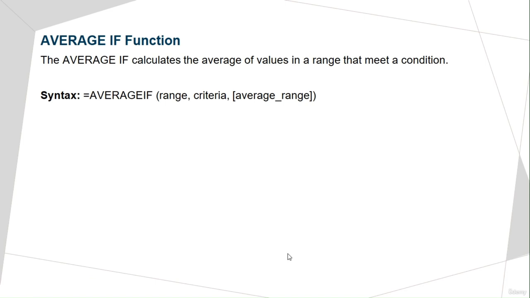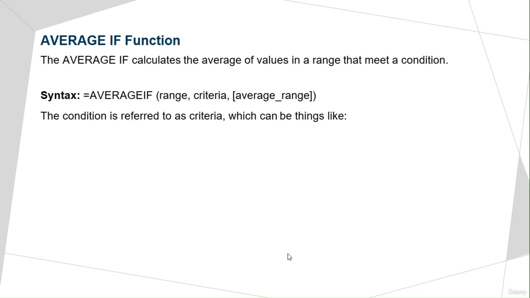The syntax of the AVERAGEIF is you start by typing the equal sign, AVERAGEIF, open brackets. Now inside the brackets, you put the range, followed by the criteria and the average range. This looks very similar to the SUMIF syntax.